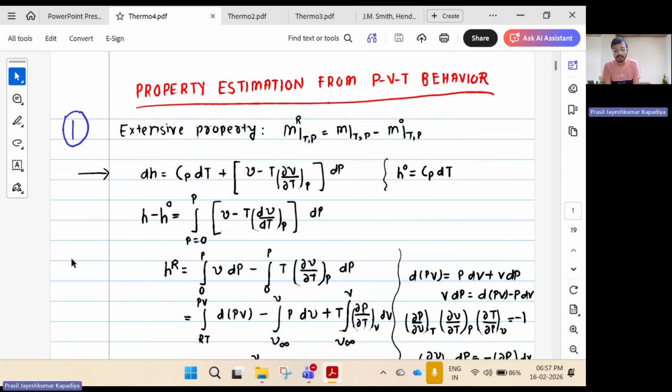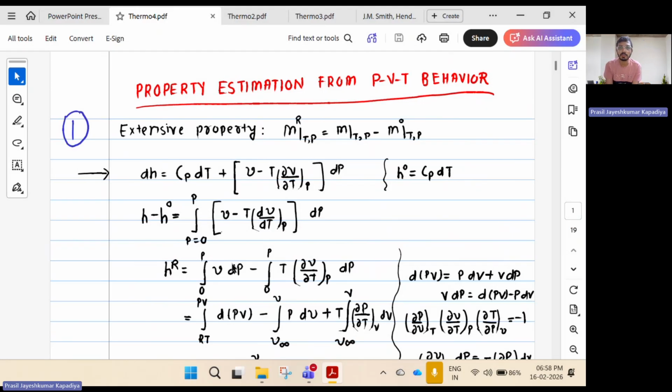So in last class, we learned that we really need to know the PVT behavior of gases, because for ideal gas, dH and dU were equal to just CP dT or CV dT, and these terms cancelled out. So what if these terms are not cancelled out, or this term is not zero? That's why we moved from ideal gas to real gas.